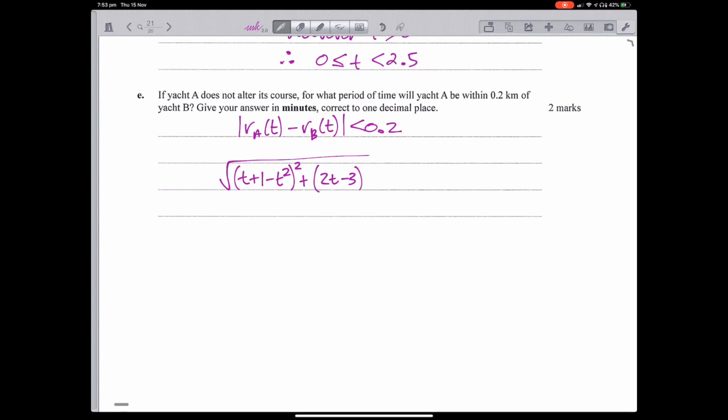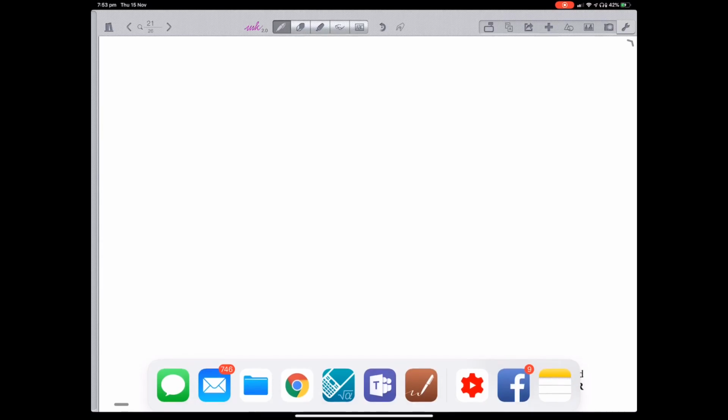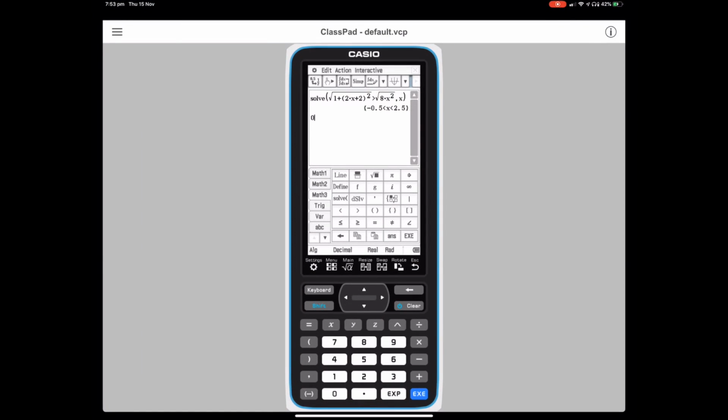And we want that to be less than 0.2, within 0.2. So it can be less than or equal to. Okay, squared. So x plus 1 minus x squared, x plus 1 minus x squared plus 2x minus 3 squared is equal to 0.2. Select all interactive events, solve.